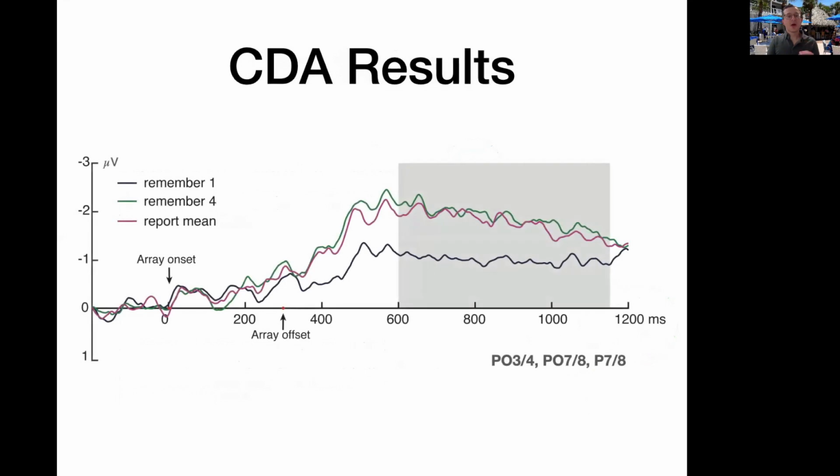So now let's look at the CDA to see how much information subjects were holding in mind. What I've plotted here is a difference wave of the ERP. The y-axis is microvolts of neural activity. The x-axis is time from array onset. And there are 3 lines plotted, one for each task. The gray area is our a priori time interval for the CDA. What we see during this time interval is that the CDA is the same magnitude in the remember for and report mean tasks, with that magnitude being much larger than in the remember one task. This means that subjects were holding the same amounts of information in mind when asked to report the mean and remember for objects.